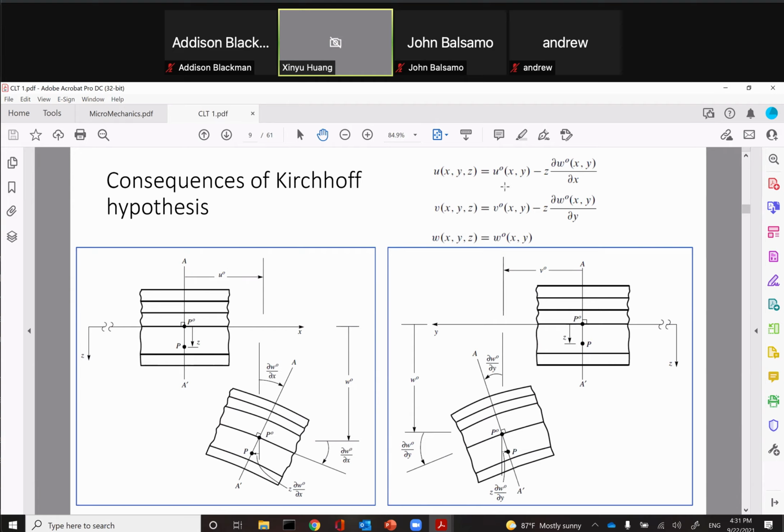All right. So Kirchhoff assumption basically results in this simplification of the displacement function. Okay, that's not what that means, but I appreciate that.